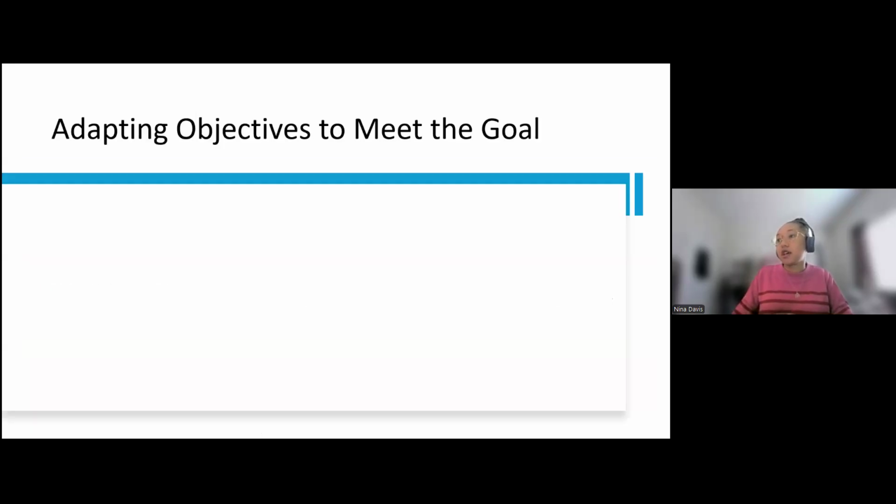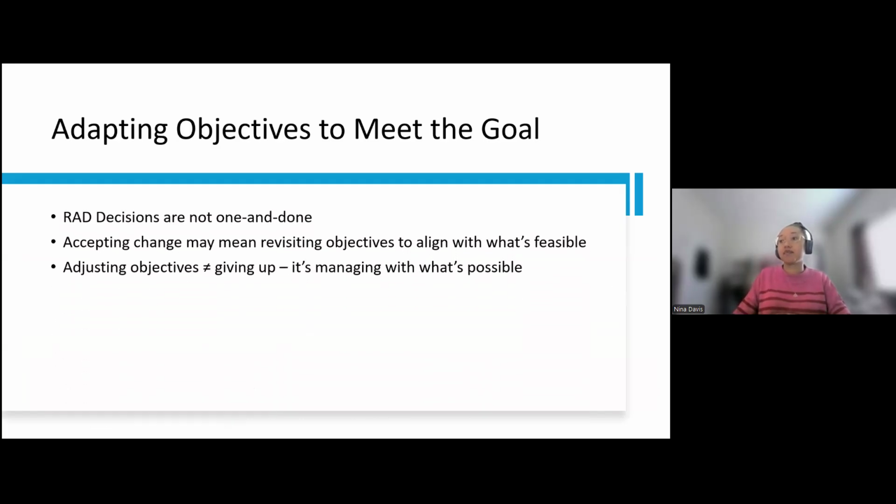So here's an important piece that sometimes gets overlooked with RAD, and that's revisiting goals and objectives. RAD isn't a one-time decision. As conditions change, we might realize that our original objectives no longer fit the reality on the ground. That doesn't mean that we abandon that goal. It means we adapt our path to reach it. This kind of revision often comes up in our accept scenarios when we recognize change is happening and we do need to redefine success in achievable terms.